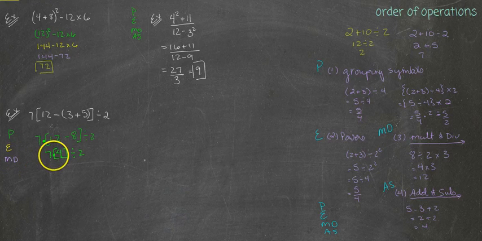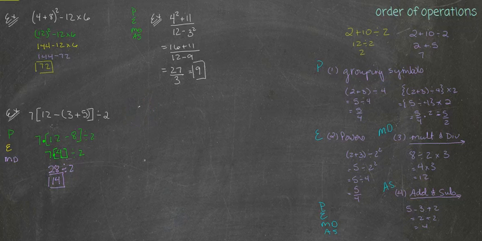I do. I have multiplication and division. If I go from left to right, I encounter multiplication first. So 7 times 4 is 28. And then bring the rest down. And now I'm going to finish up. 28 divided by 2 is 14. So that is my final answer.